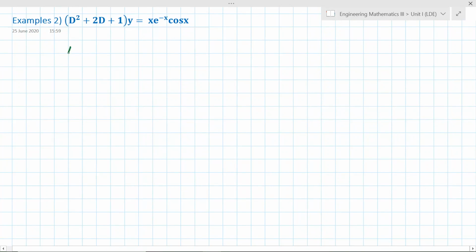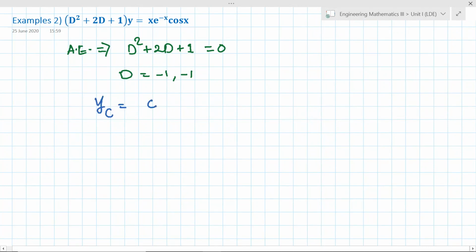First of all, just find out the auxiliary equation, and with the help of that, what is the complementary function? So this is d square plus 2d plus 1 equal to 0, and therefore roots are minus 1, minus 1, because this is the d plus 1 bracket square. So therefore my yc in this case, the complementary function, is (c1 plus c2x) e raised to minus x. This is my complementary function.